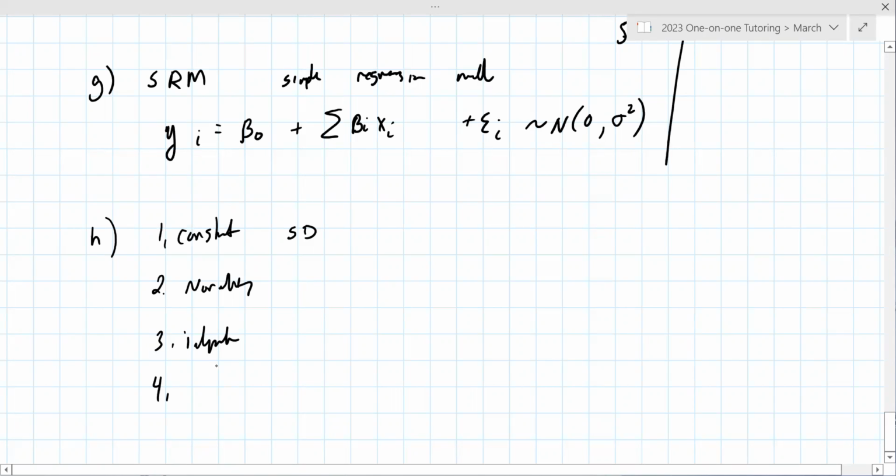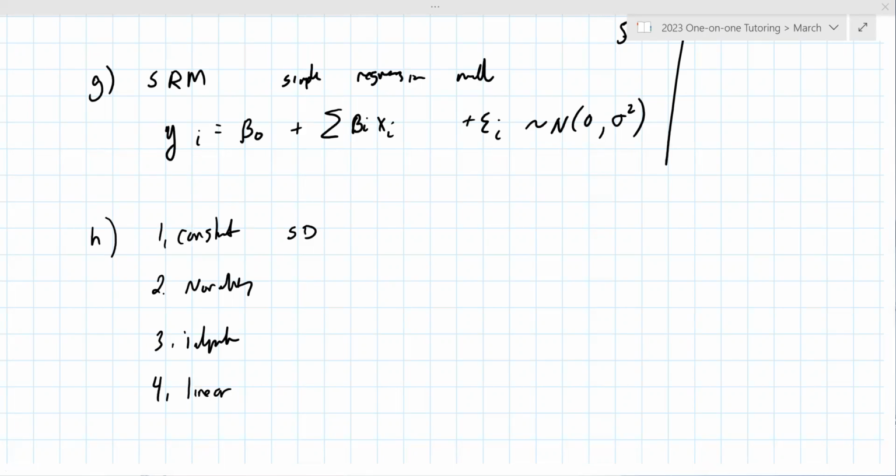And then the fourth is the same assumption for both simple and multiple linear regression, but you find it in different ways. The mean of y's is a linear combination of the coefficients and the predictors. In the simple one there's only one independent variable, whereas in the multiple there is more than one predictor variable.